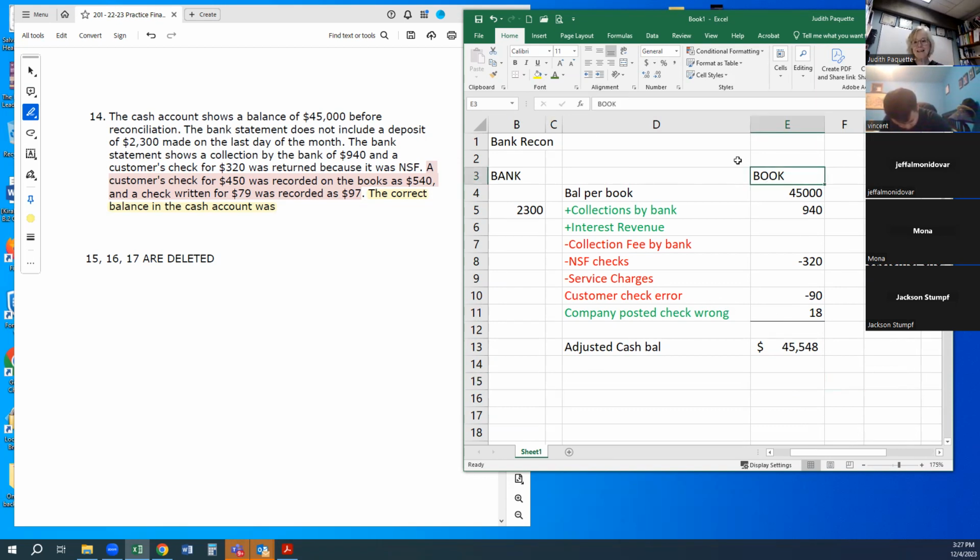So in some ways that's a simple bank statement because we're only doing half of it. We're only doing the book side. We're not doing the bank side. But there's a higher level of complexity because you guys need to know how to do corrections. Okay. This other stuff, collection by the bank, increases the books, collection fees, interest revenue, NSF checks decrease the books, service charges decrease the books. Apparently this bank doesn't charge service charges. So those are just nothing. You wouldn't have anything there. Okay.